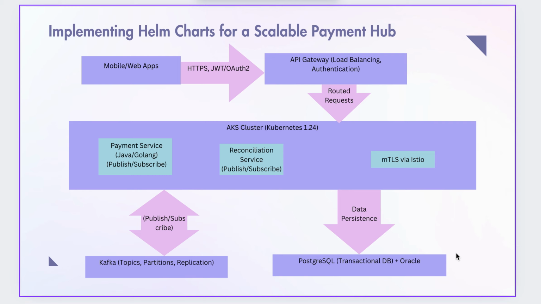When a user initiates a payment via a mobile app, it sends a request to the API gateway. The gateway authenticates and routes it to the payment service on AKS. The payment service processes the transaction, publishes an event to Kafka, and persists data to PostgreSQL. Other services like reconciliation consume Kafka events for further processing.